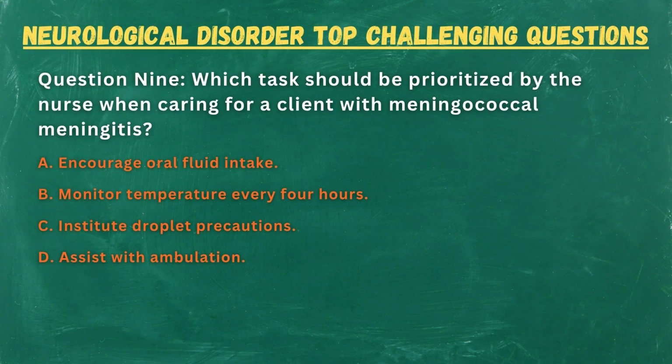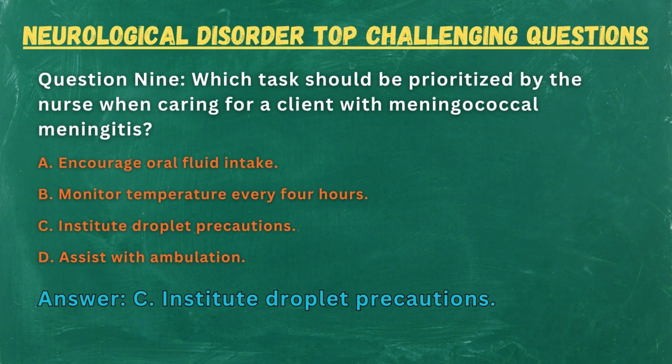Question 9. Which task should be prioritized by the nurse when caring for a client with meningococcal meningitis? A. Encourage oral fluid intake. B. Monitor temperature every 4 hours. C. Institute droplet precautions. D. Assist with ambulation. Answer. C. Institute droplet precautions.